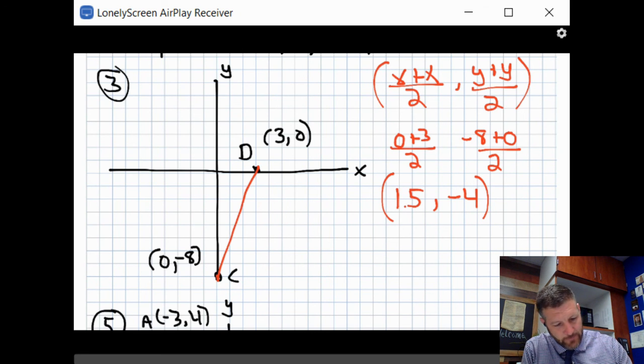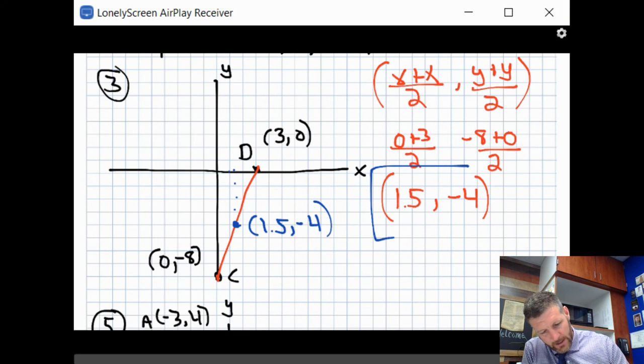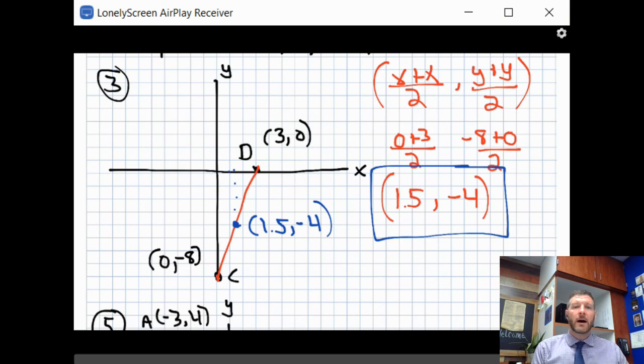Well, let's check it out. I'll switch colors here so we can see it. So if I go over 1 1/2, 1 and then 1/2, down 4, 1, 2, 3, 4. There she is. And that looks to be about right. So even my answer looks good. I don't have to graph this, but it's nice to know sometimes in math if you're on the right track, and you can usually check that. But yes, that is our midpoint, (1 1/2, -4). So it's that simple. And again, I didn't have to graph it to do that, but it's a nice little check to see if everything's matching up properly.